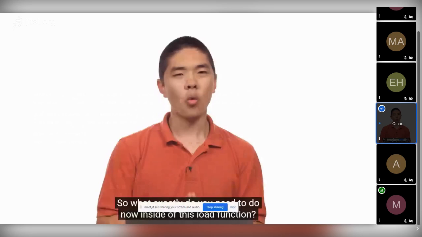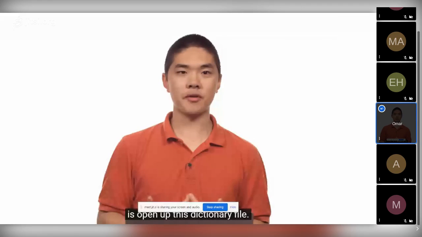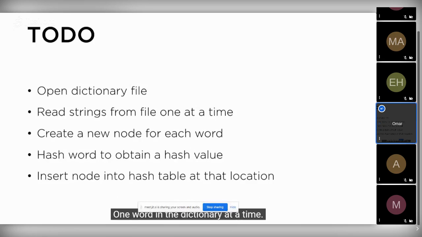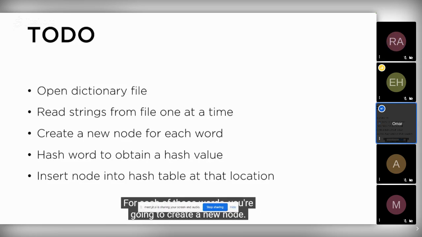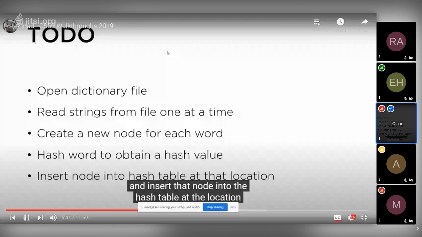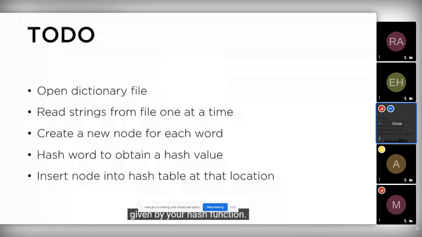So what exactly do you need to do now inside of this load function? Well, the first thing that you're going to have to do is open up this dictionary file. Next, you're going to read strings from that file one at a time, one word in the dictionary. For each of those words, you're going to create a new node, some node that is going to have a value and a next pointer. And you're going to hash that word using a hash function to obtain a hash value, an index into your hash table to determine which of those linked lists you should use when you're inserting this node into a linked list. And then finally, you're going to take each of those words and insert into the hash table at the location given by your hash function. So let's take a look now at each of these steps one at a time.